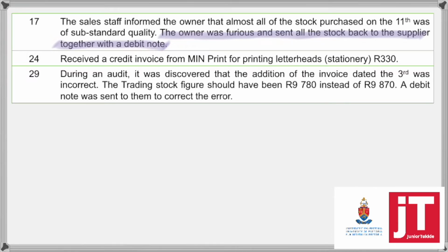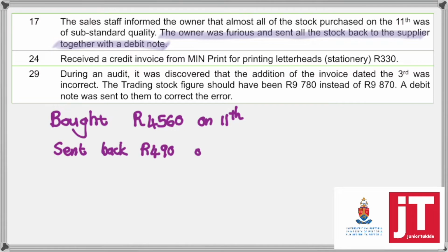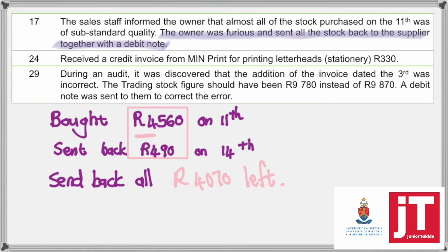The owner was furious and he sent back all of the stock together with a debit note. Now we need to be careful. We've already sent some back. So this is obviously a creditors allowance journal, but we have to make sure we bought on the 11th for 4,560 Rand, and we sent back 419 Rand on the 14th. So if we send back all of it, it means what is left over, and that's the 4,070 Rand that is left of the stock that we originally purchased.